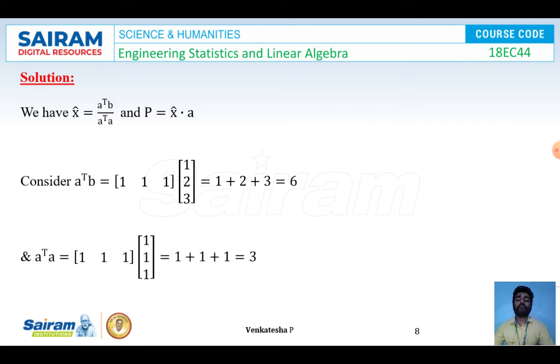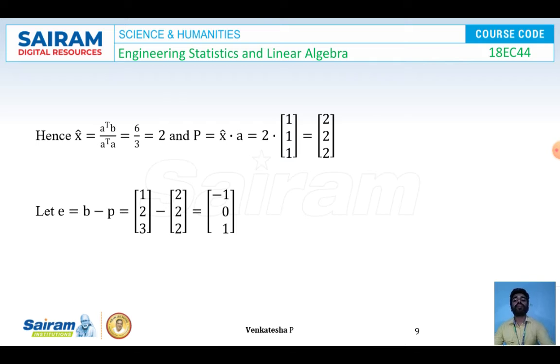The first thing is I'm going to find the value of A transpose B. Taking the transpose of A and the column matrix B, multiplying both: 1 into 1 is 1, plus 1 into 2 is 2, plus 1 into 3 is 3. Adding them, I got the value 6. Similarly, I'm going to find A transpose A. Multiplying the transpose of A with A, I got 1 plus 1 plus 1, which is equal to 3. Now I'm going to replace both values in the x cap formula. I got x cap is equal to 6 by 3.